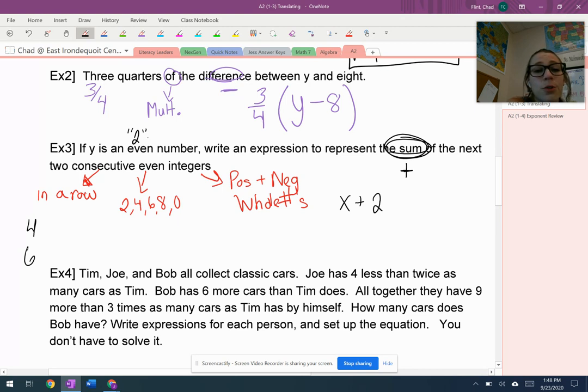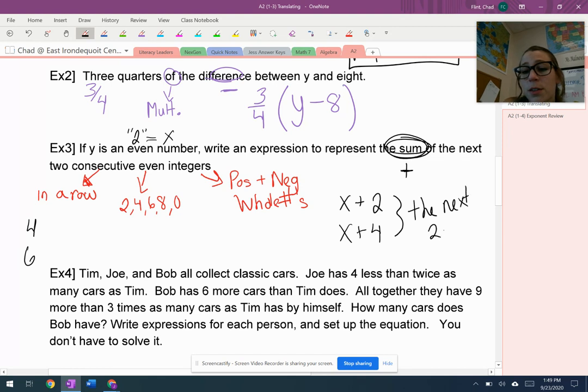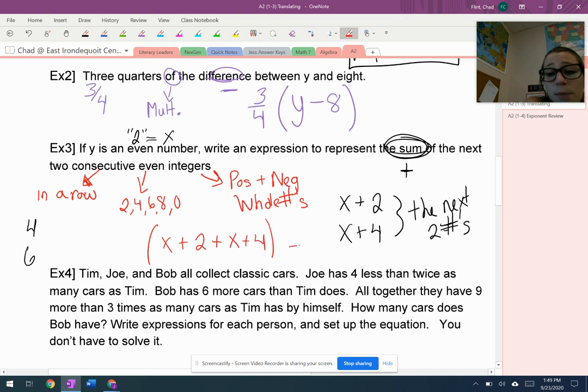And then what do I need to do to 2 to get to 6 now? Instead of adding 2, we're going to add 4. So these are the next two numbers. And the sum of them would just look like adding them together. x plus 2 plus x plus 4. Which you could simplify if you wanted to, down to 2x plus 6.